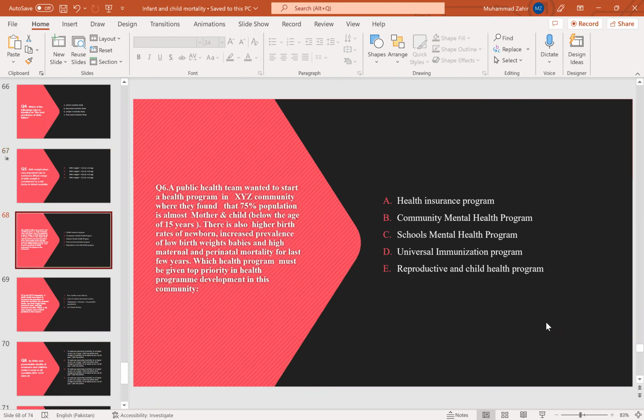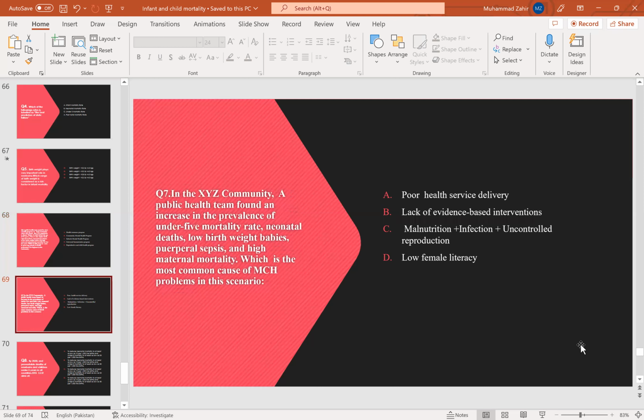A public health team wanted to start a public program in XYZ community where they found that 75% of the population is mother and child below the age of 15 years. There's also a high birth rate of newborns, increased prevalence of low birth weight babies, and high maternal and perinatal mortality for the last few years. Which health program must be given top priority in health program development in this community? Health insurance program, community mental health program, school mental health program, universal immunization program, reproductive and child health program. E. Yes, E is the correct answer, reproductive and child health program.